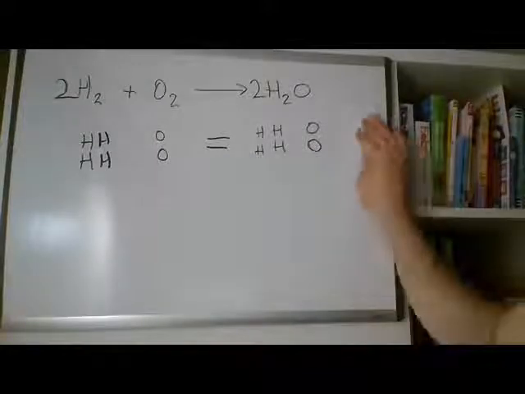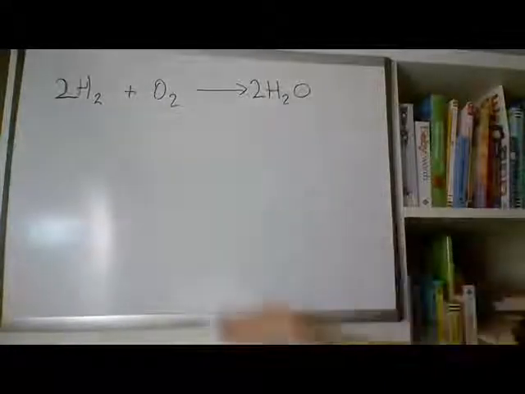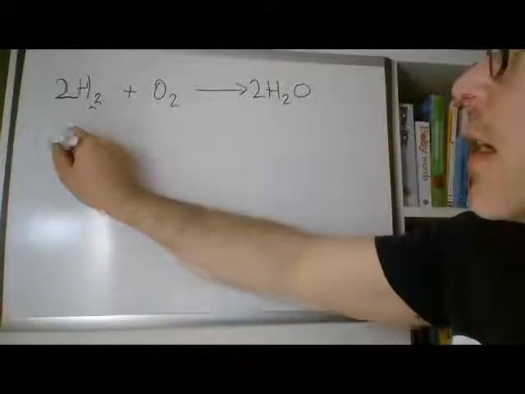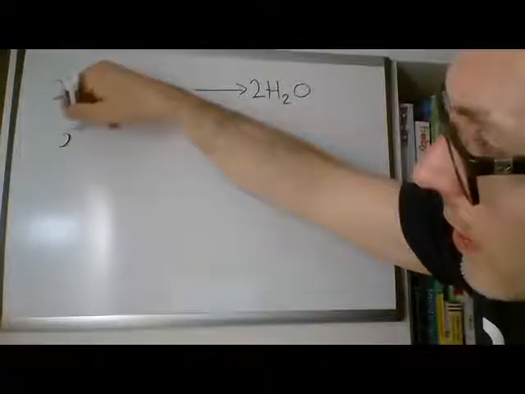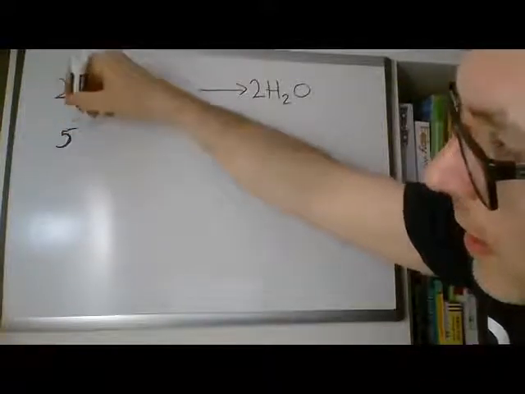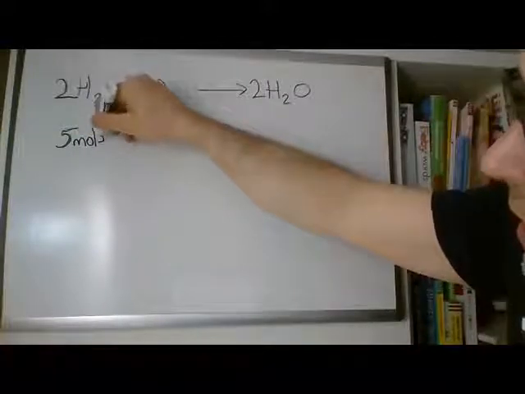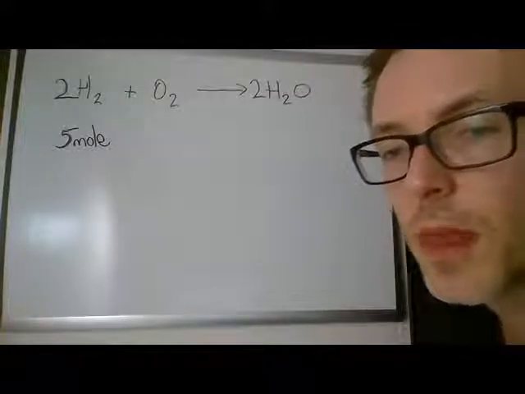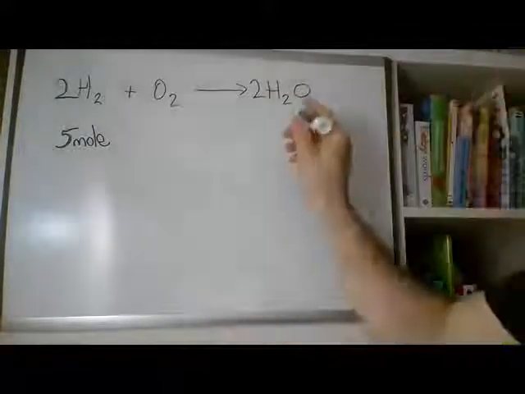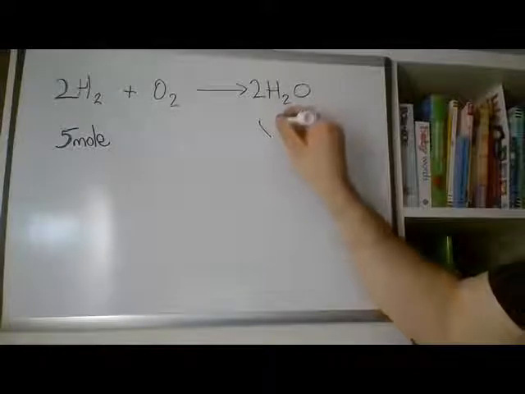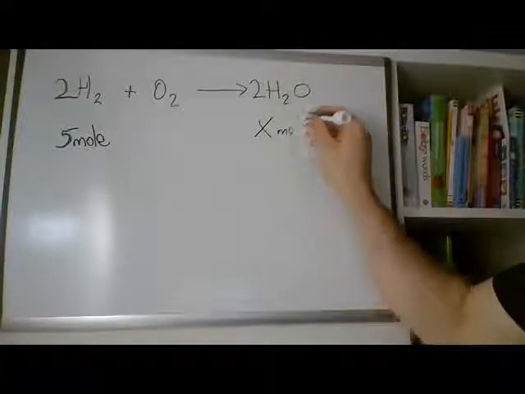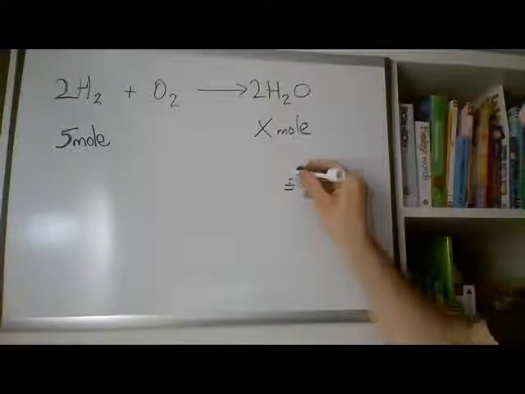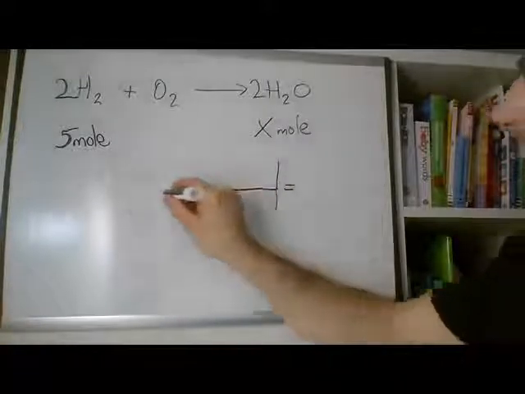So once we've balanced it, we can start plugging some numbers in. Let's say I've got 5 moles of hydrogen, and I'm going to calculate how many moles of water I can produce. Okay, so you'd set this up as a dimensional analysis.